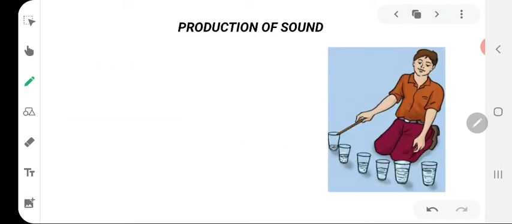So how is sound produced? We hear different sounds every day, such as the sound of an alarm clock, horn of a bus, school bell, doorbell, people shouting, talking, laughing. All these are common sounds that we listen to almost every single day. But the basic question arises, how are all these sounds produced?